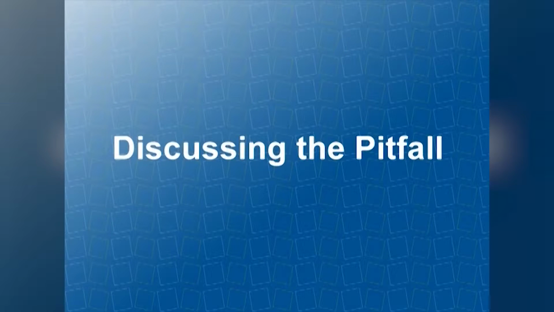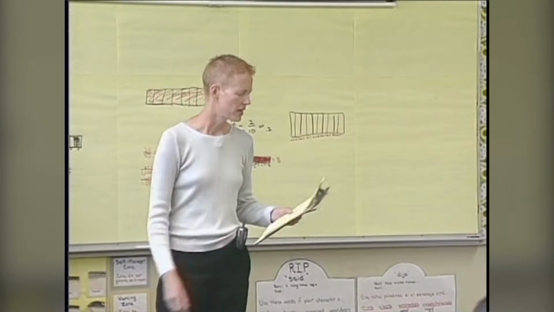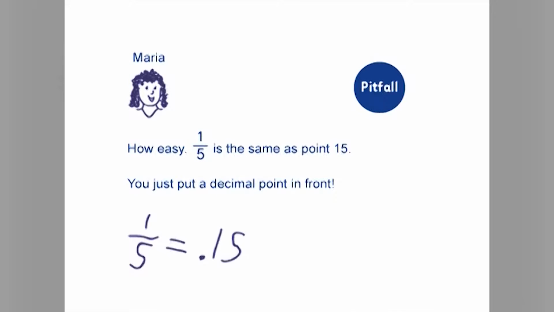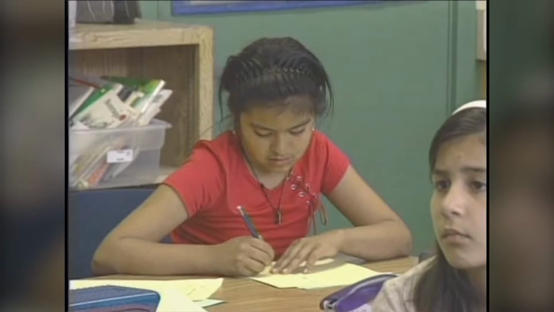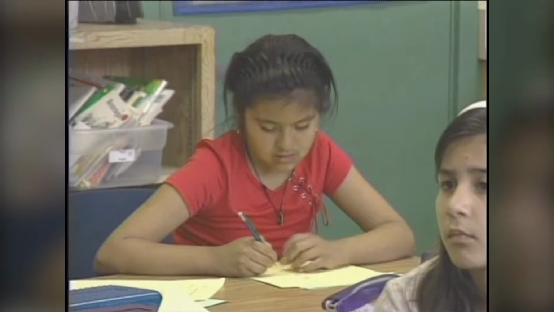I would like you to take a look at Maria's work. Maria said, how easy. 1/5 is the same as 0.15. You just put a decimal in front. Maria made a pitfall that lots of students make when they do a problem like this. What I'd like you to do now is share your ideas with your partner.